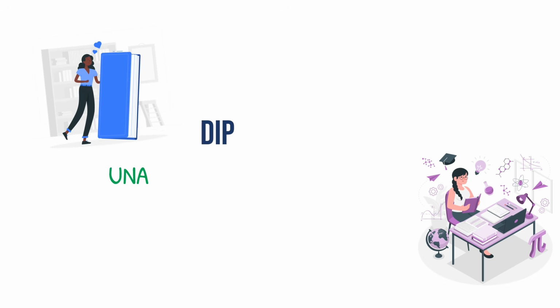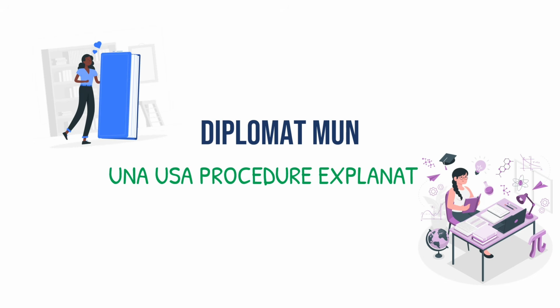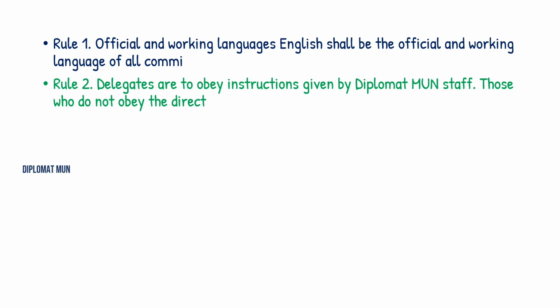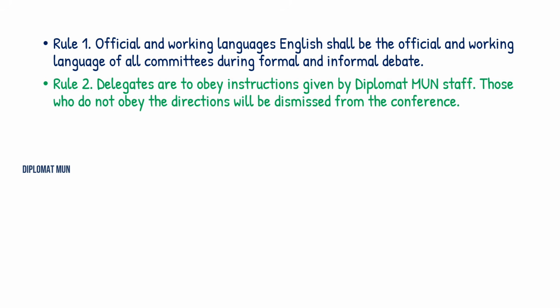Let's start with the UNA USA procedure explanation of Diplomat MUN. So the first rule is the official and working language is English, and that's the only language which you can use in the committee session. Also, delegates are to obey instructions given by Diplomat MUN staff. Those who do not obey directions will be dismissed from the conference.